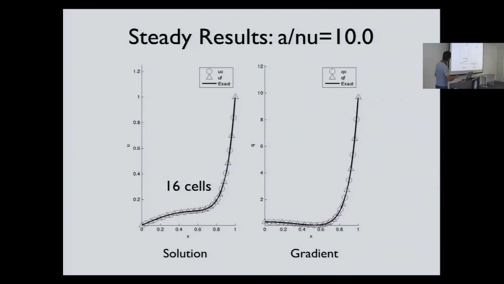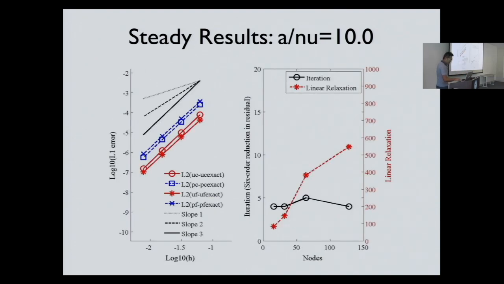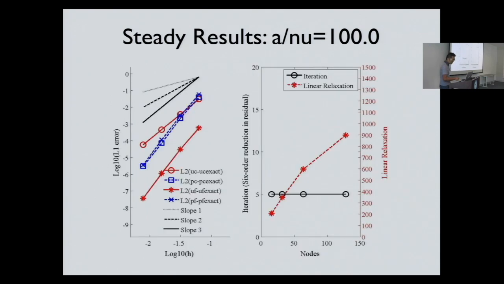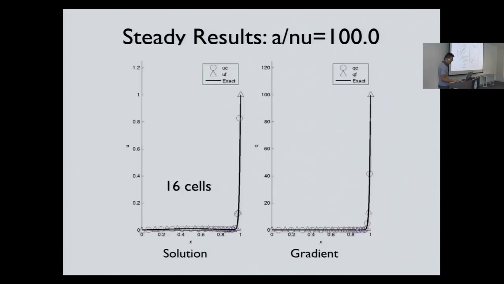And 10, now we begin to see some boundary layer type profile. And then again, we still keep third order accuracy and Newton iteration 4 or 5, and the linear increase in the relaxation time. And finally, this is a fully advection dominated case. There's a boundary layer on the right.